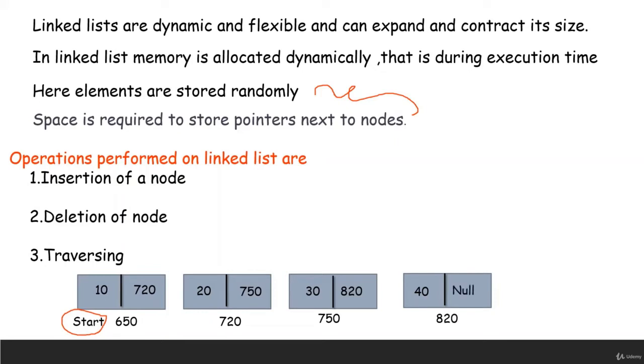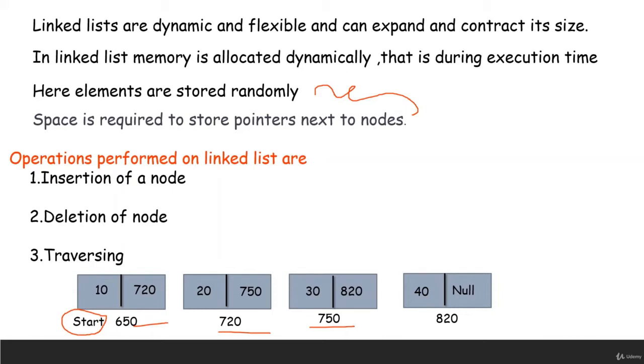So elements are stored randomly means, look here, 650, 720. These are some addresses at which the nodes are present. But let me tell you that these addresses aren't contiguous. It means they are random. Although it consists of integer data, that is 10, 20, 30, 40, these are the integer values stored in it, but still the memory is not contiguous.